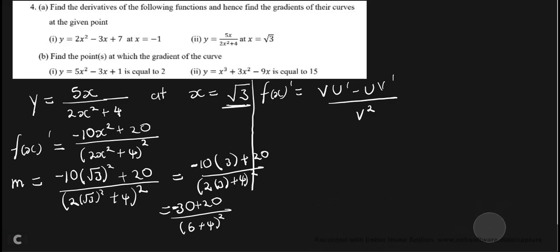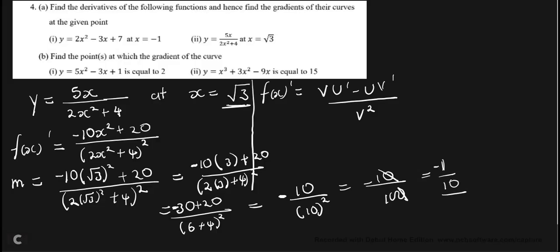Then your answer in this situation will be negative 10 over 10 squared, such that you have negative 10 there over 100. Then this and this will go. So it will also be negative 1 over 10. That is your gradient. So this is how we find question 4a. Now let's go to question 4b.